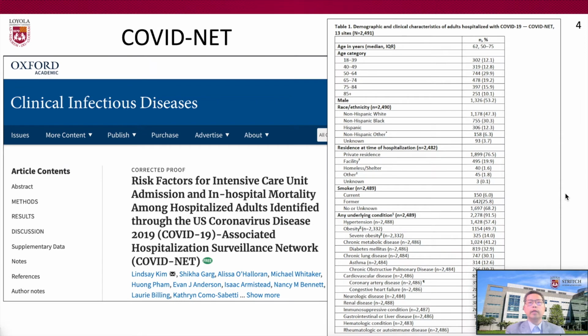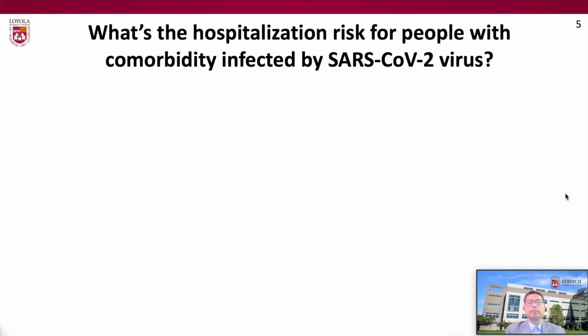When we were working on this project, the CDC also released a report. The table on the right also summarizes the number of hospitalized patients with different comorbidities. So what I will present is based on these two published data sets. Again, we do not have access to the underlying patient level data. All we had were those two summary tables that we had to work with.